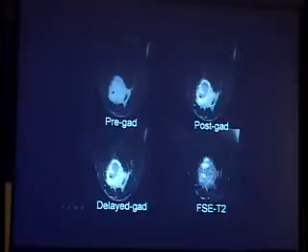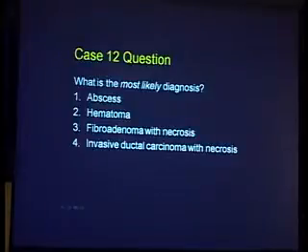Rim enhancing, right? That's a suspicious word. Delayed looks like this is persistent. Does that mean it is not a cancer? No, because you could definitely have a cancer that's persistent. T2 shows intrinsic hyperintensity. I already showed you a case of a necrotic lymph node. And the most likely diagnosis here is abscess, hematoma, fibroadenoma with necrosis, or IDC with necrosis.